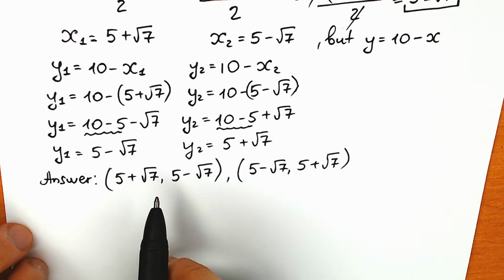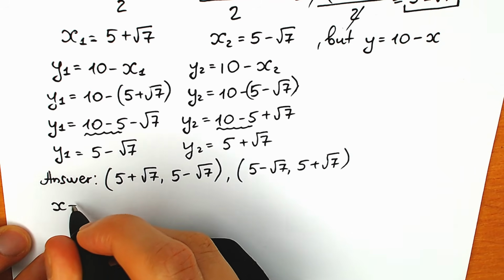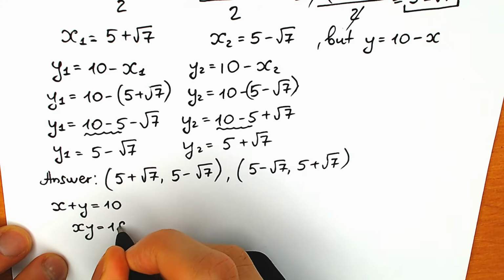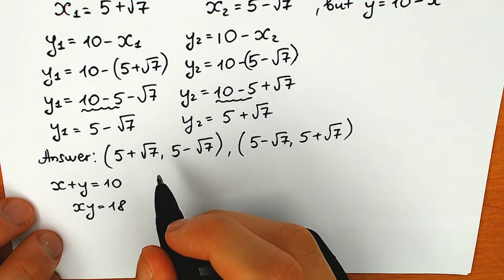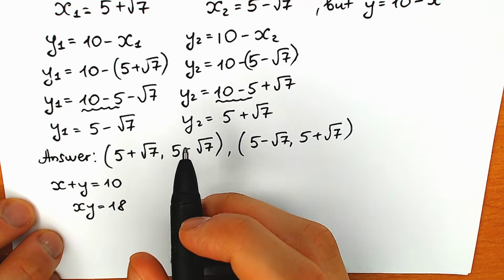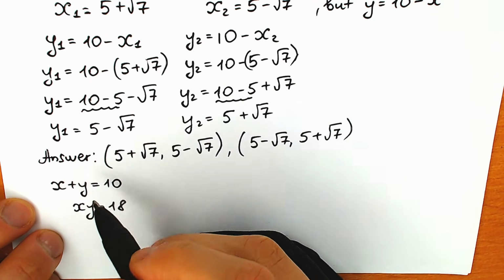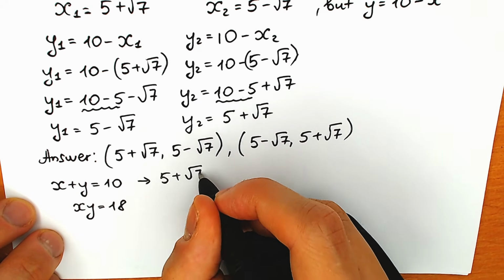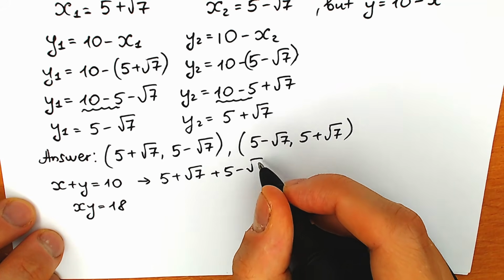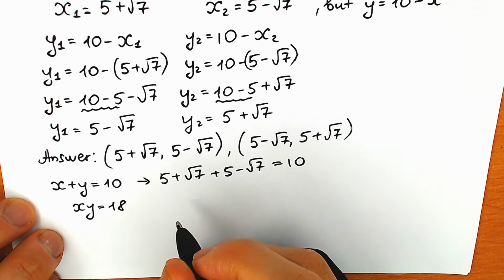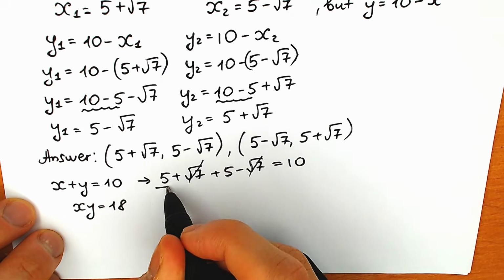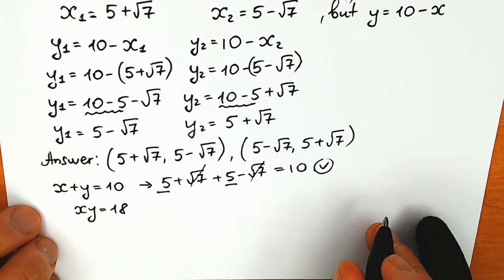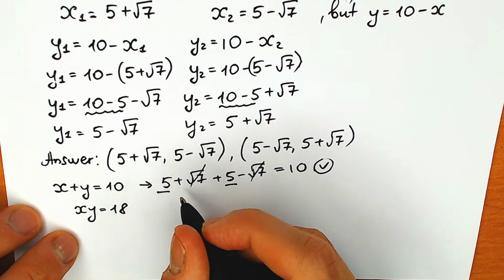And right now in the end, let's check real quick our roots. So we have x plus y equal to 10 and a product xy equal to 18. Let's check our addition. Addition is also really great to check because x plus y equal to y plus x, so we don't need to check both of these pairs. For example, let's check this one. So 5 plus square root of 7 plus 5 minus square root of 7 equal to 10. We cancel this square root of 7, and as a result we have 5 plus 5 equal to 10. So addition works perfectly.